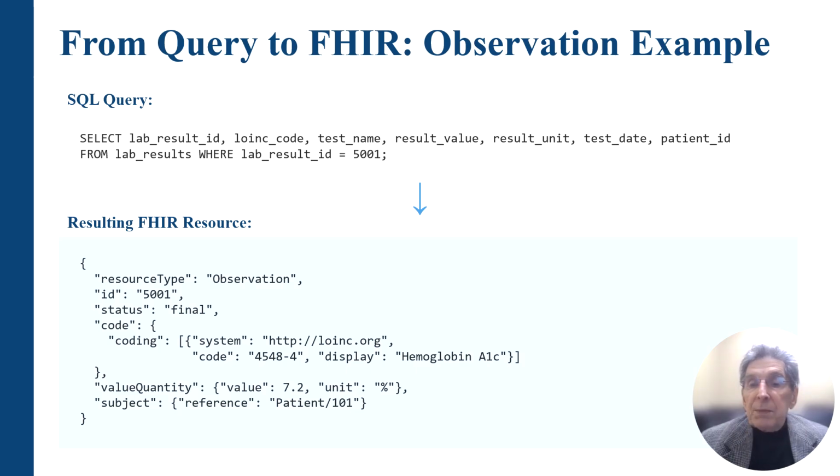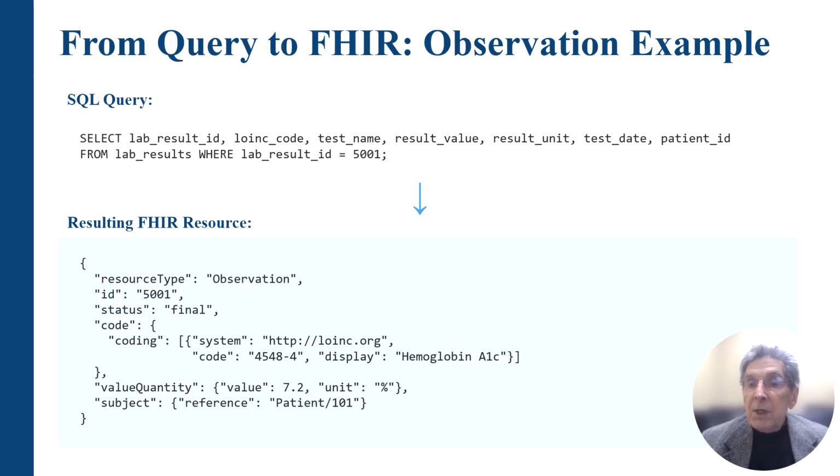The resource type is observation. The ID is 5001. The status is final. In a complete system, you'd have a status column to map, indicating whether this is preliminary or a final result. The code element is where it gets interesting. FHIR uses a codable concept structure for coded values. Inside that is a coding array. Each coding has three parts.